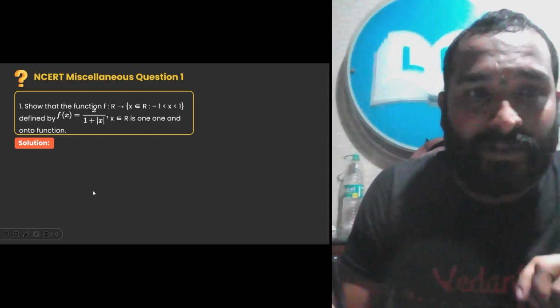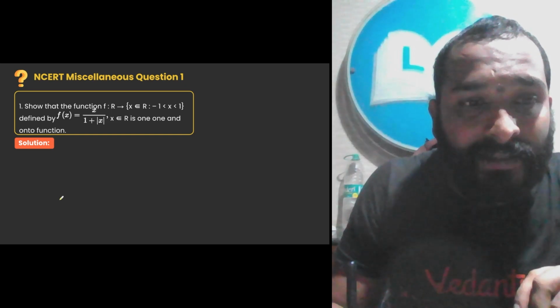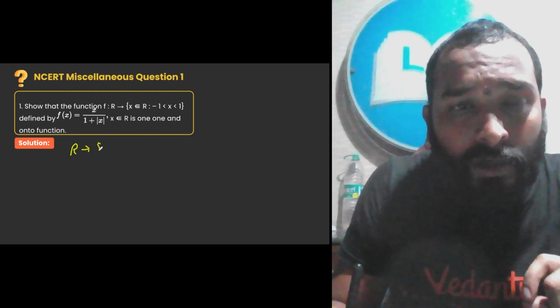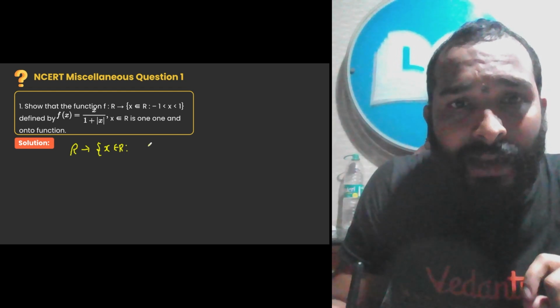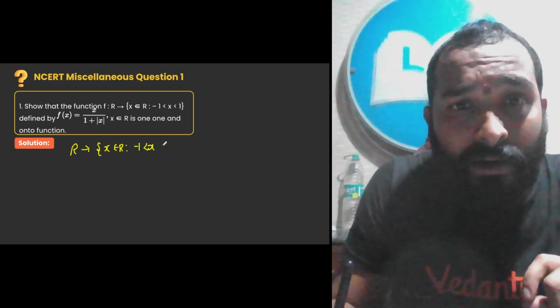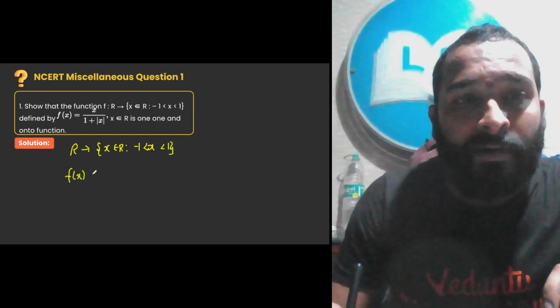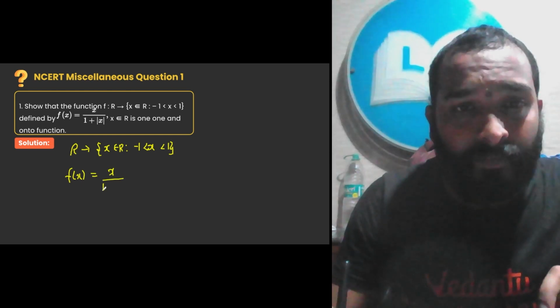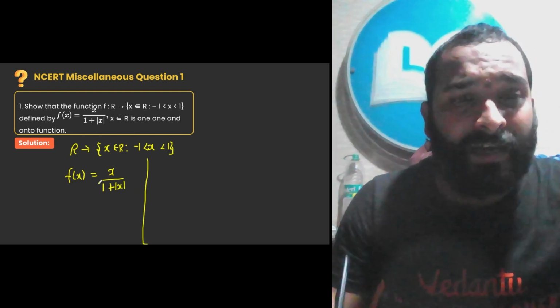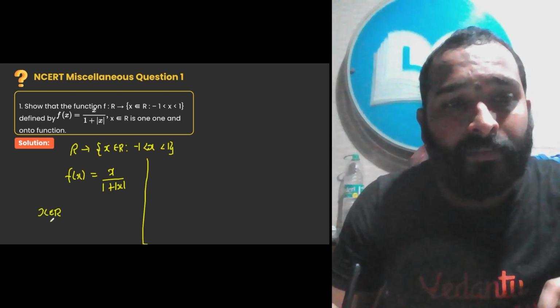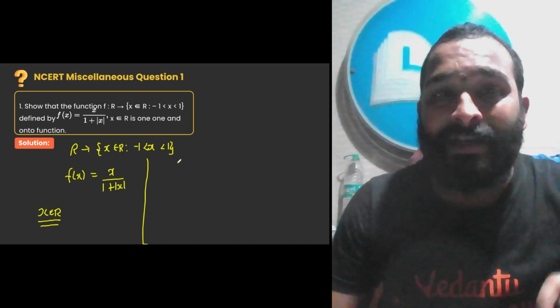Now, in this question, they are telling us to show that the given function, which is defined from a set of real numbers as a domain to a codomain, where x belongs to R and it is greater than -1, less than 1, and the function f of x is given as x divided by 1 plus mod of x. This is the given question. Now we need to check whether it is one-one and onto, where x belongs to R, that is the set of real numbers.